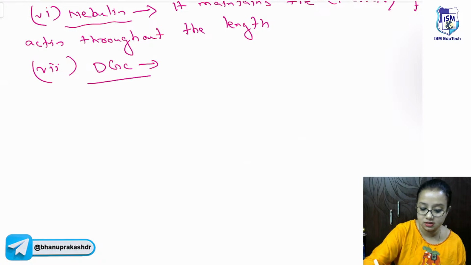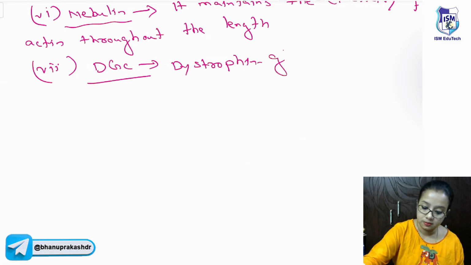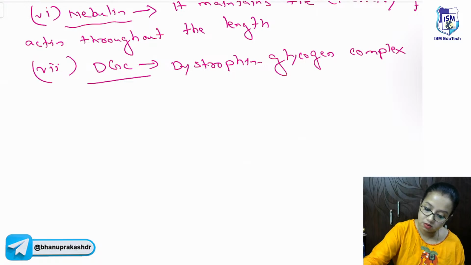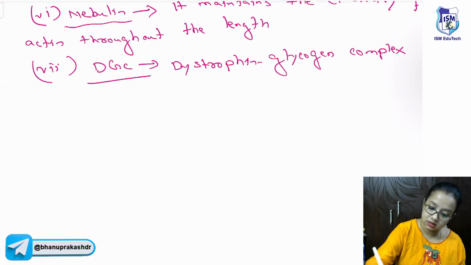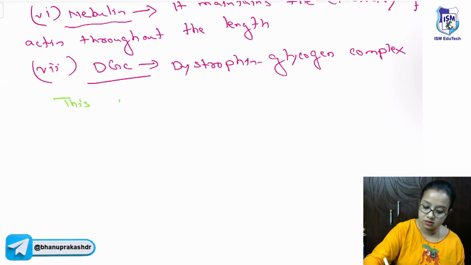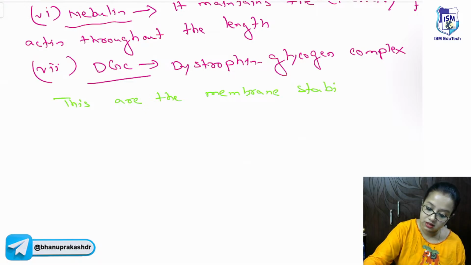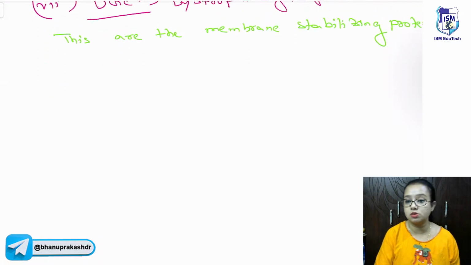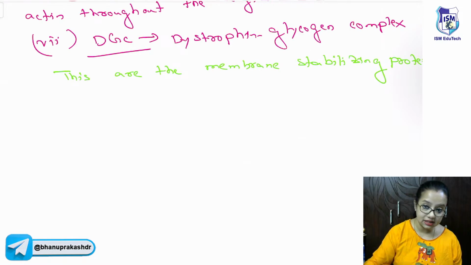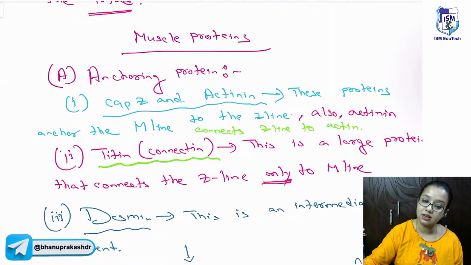DGC, that is dystrophin glycoprotein complex. What does it do? These are the membrane stabilizing proteins. Okay, these are the various proteins of the muscle which are anchoring in nature. The first one, the anchoring proteins.